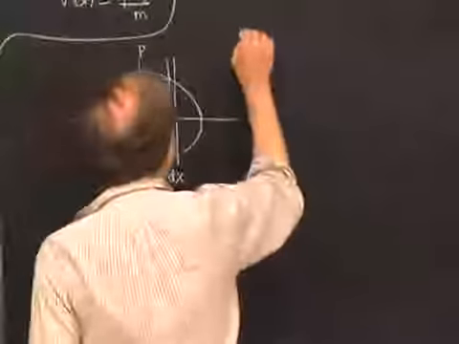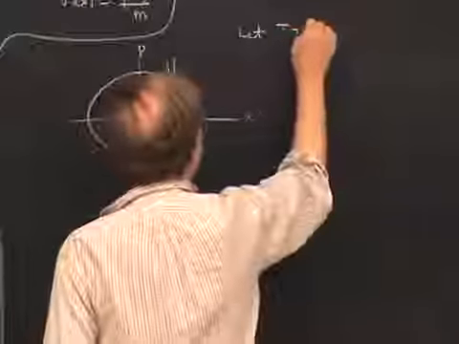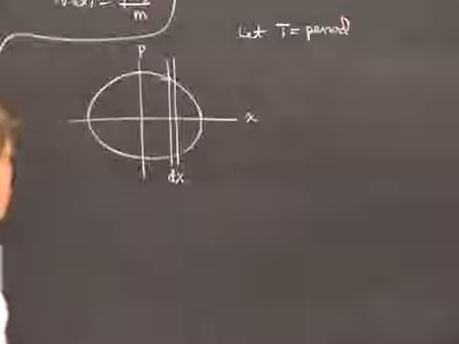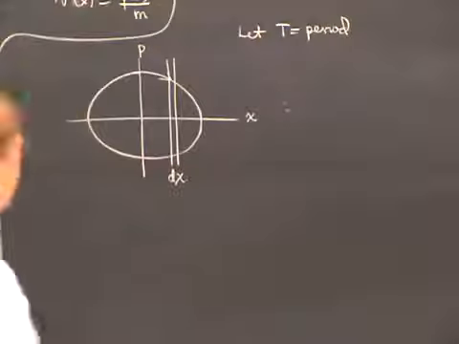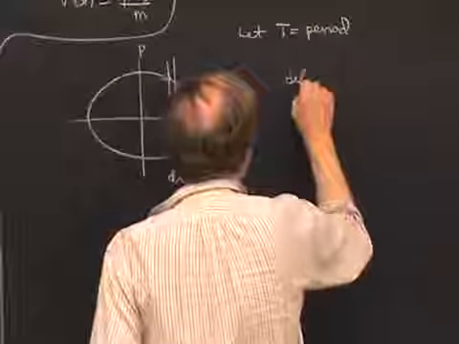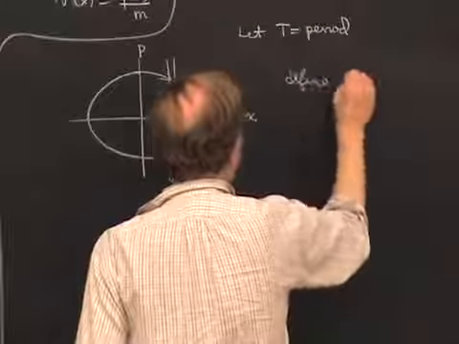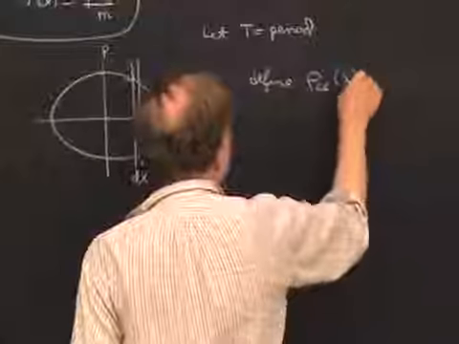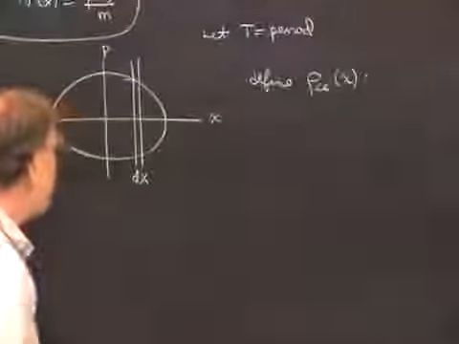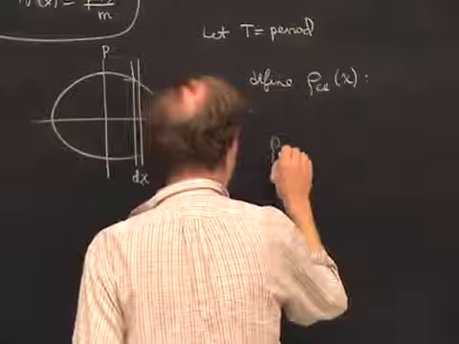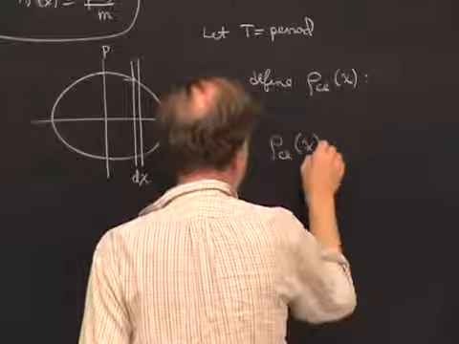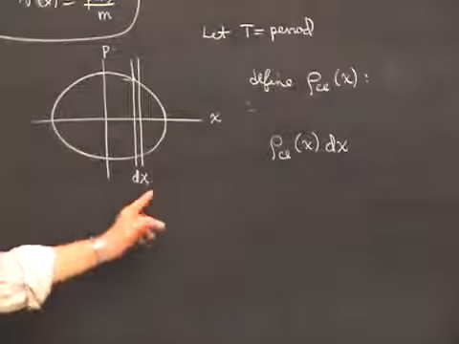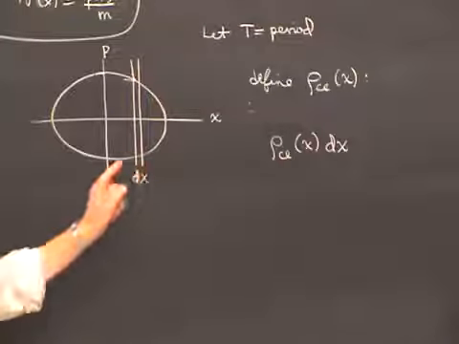Now, let's take some small interval dx like this. Oh, and by the way, let capital T equal the period of the oscillator, the amount of time it takes for the classical particle to go around. And let's define what I'll call a classical probability density, which is a function of x. It's defined this way. We'll say the classical probability at x times dx, which is a small interval, is of course the probability of finding the particle in this small interval.